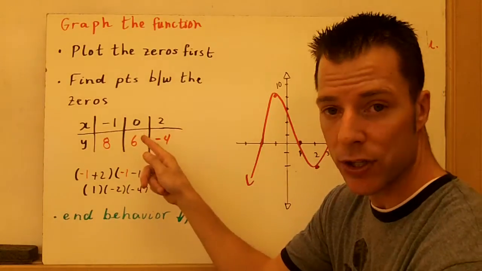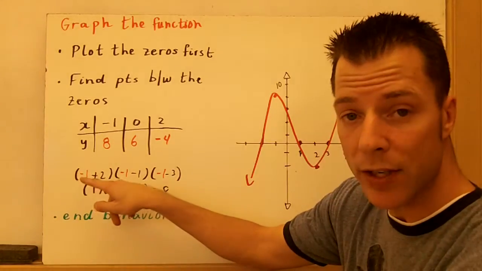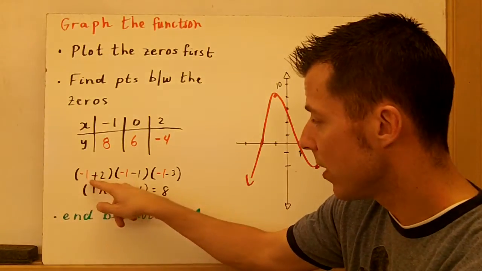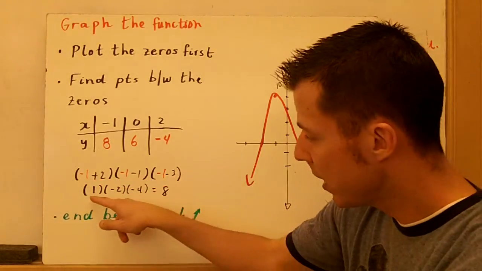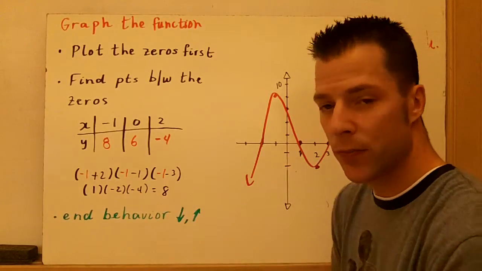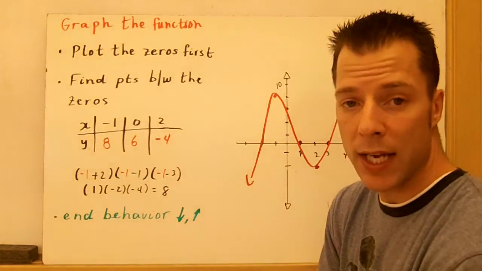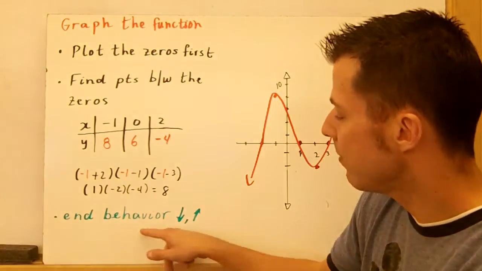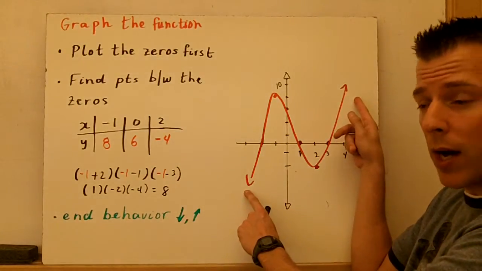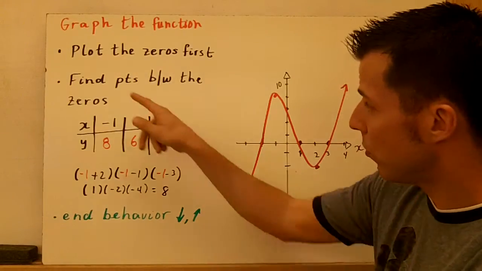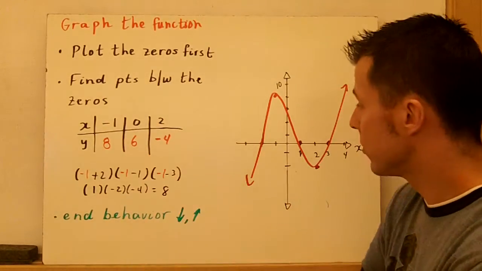I plugged them into the function, and I just did one example here. I plugged negative 1 back into the factored form on the previous slide. So here's negative 1 plus 2, negative 1 minus 1, negative 1 minus 3. I simplified, and I got my answer. Now remember, we talked about end behavior. This is a cubic function. If I multiply this out, the a value would be positive 1, so the end behavior is down, up. That's how our polynomial is going to behave. So once I plot the zeros, I find the points between the zeros, and then I go ahead and plot those.